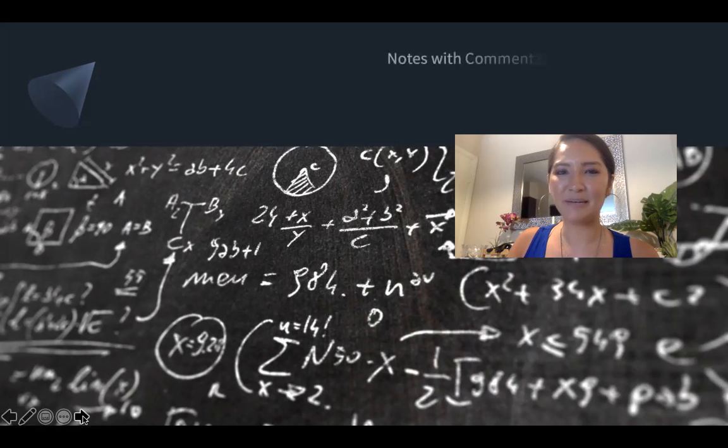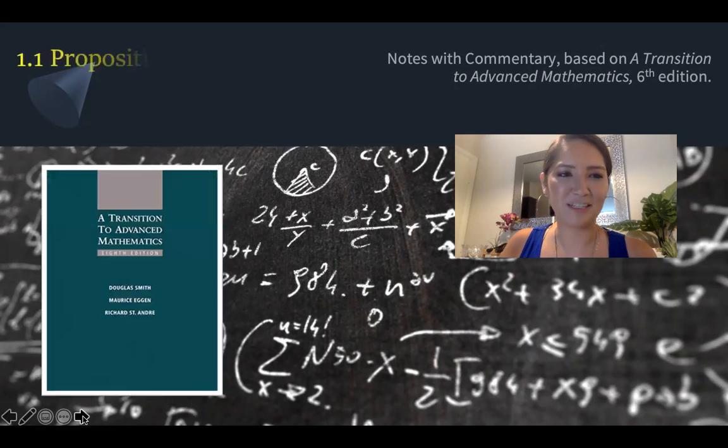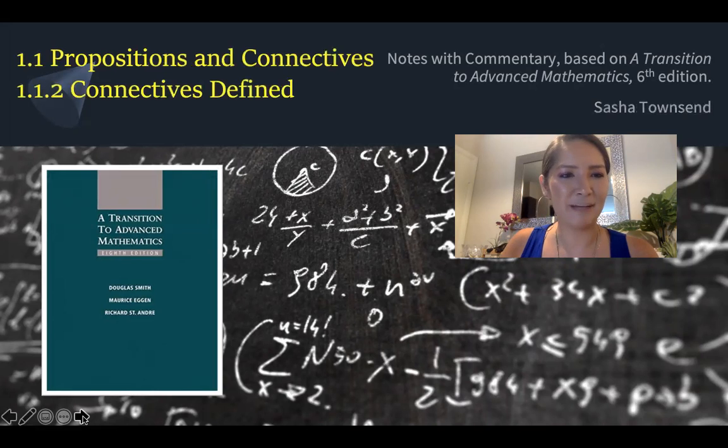In this video, we continue our studies of Transition to Advanced Mathematics. It's an introduction to theorem proving class. It's based on this book, A Transition to Advanced Math by Douglas Smith and others. I've got an image of the 8th edition right here, but I'm using the 6th edition. That's the one I was taught out of.